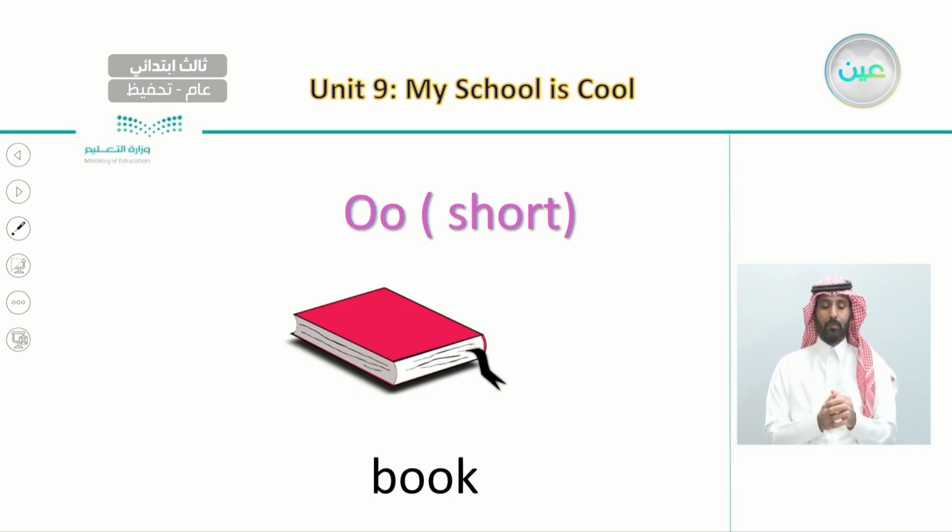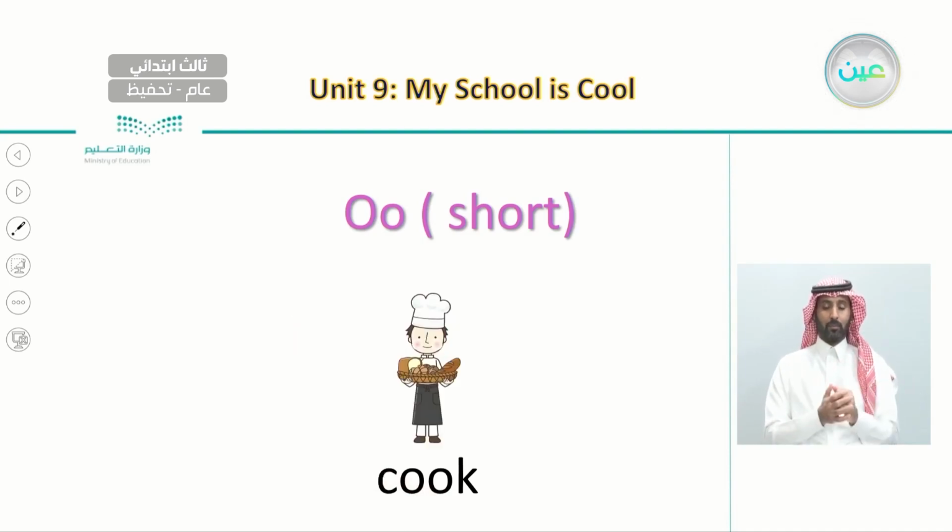Now, here we're going to talk about the two O's but in a short form. For example, book. You see here the word book with two O's, but they are the short O. The same as cook. Cook. This is also a word with the short O's. Now we have other words with the long O's.